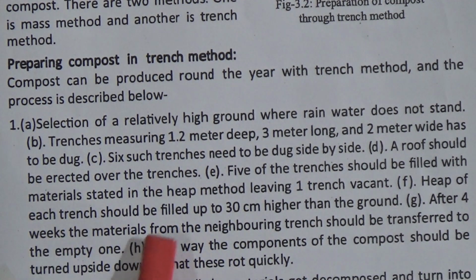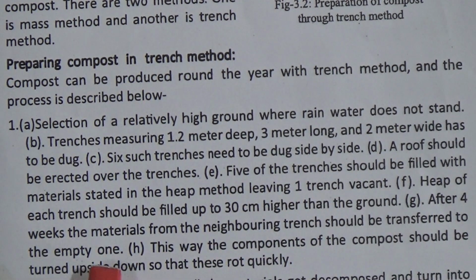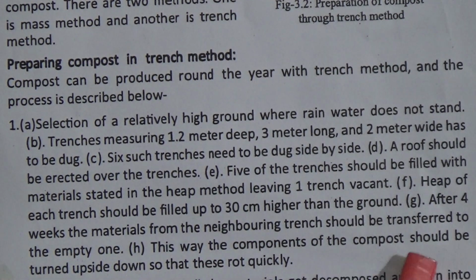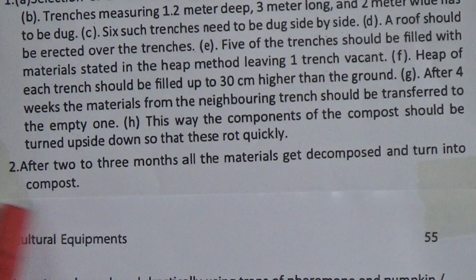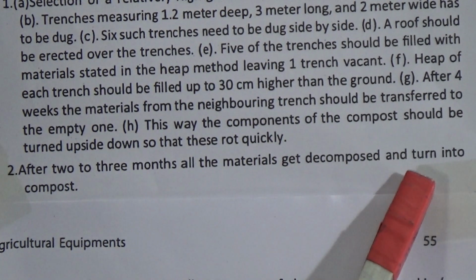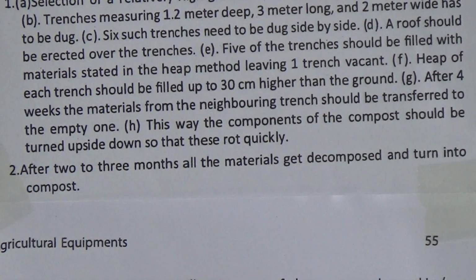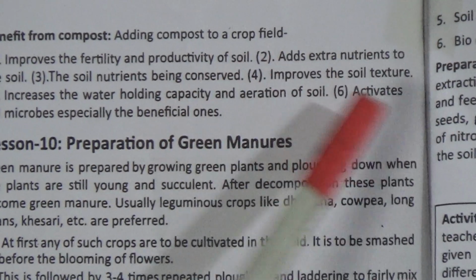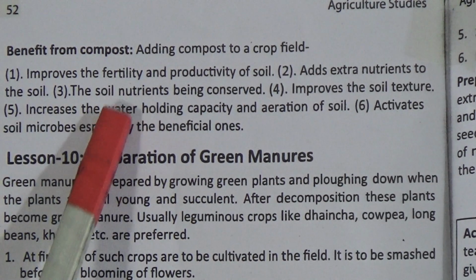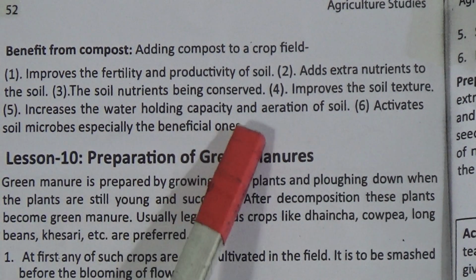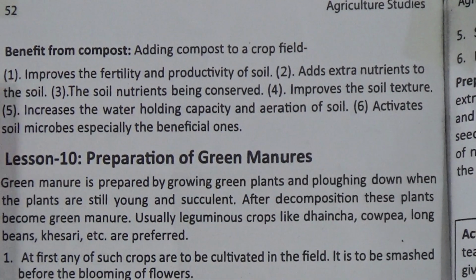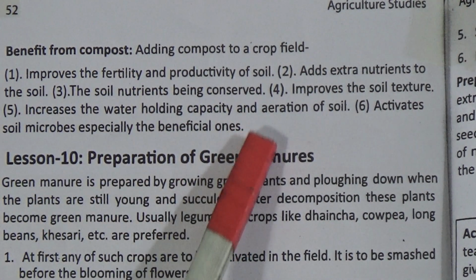After 4 weeks, the materials from the neighboring trench should be transferred to the empty one. This way, the components of the compost should be turned upside down so that these do not rot quickly. Number 2, after 2 or 3 months, all the materials get decomposed and turned into compost. Now, benefit from compost. Adding compost to a crop field improves the fertility and productivity of soil, adds extra nutrients to the soil, nutrients are conserved, improves the soil texture, increases the water holding capacity and aeration of soil, activates soil microbes, especially the beneficial ones.